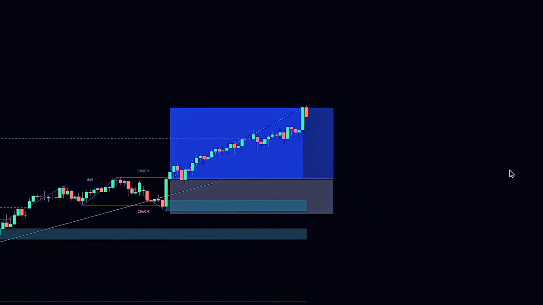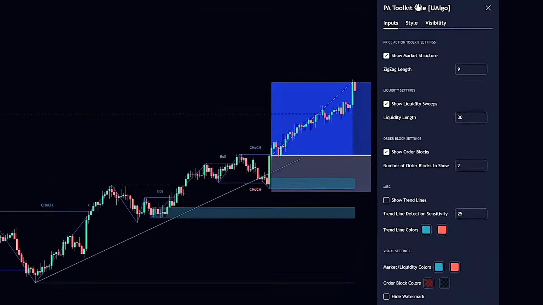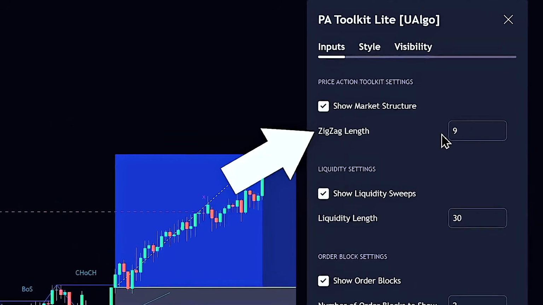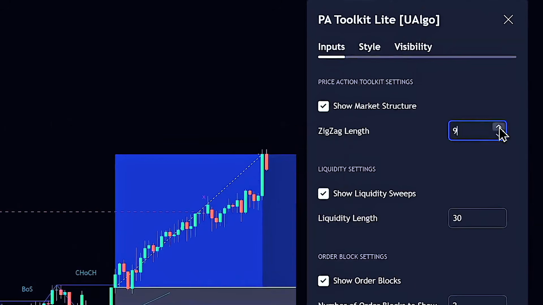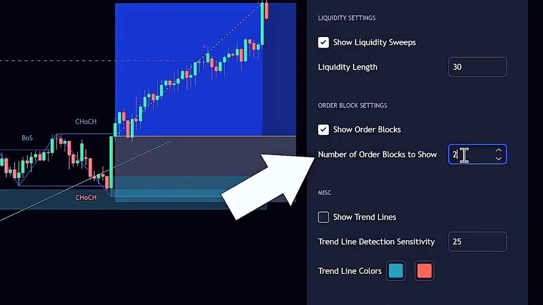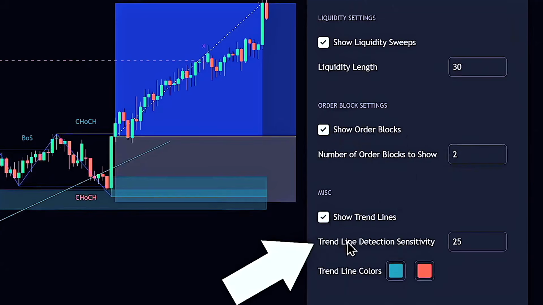Now let's talk settings. This indicator is super customizable. You can tweak the zigzag lengths to make it more or less sensitive, catching bigger or smaller price swings. There's also a liquidity detection setting to adjust how aggressively it flags sweeps. You can control how many order blocks show up on your chart. And there are trend line settings to fine-tune how they're drawn and extended.